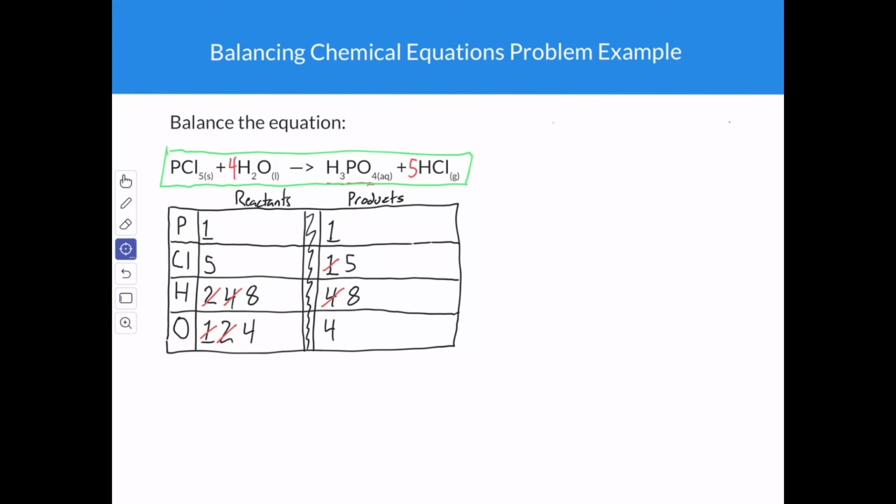So now it's your turn. We'll give you a couple of reactions to balance on the next slide. Make sure you use the chart. Don't try to do it in your head. Use the chart and you'll get the answer right. It may take you a few steps like it did here, but you'll get there. You'll get the answer. Always check your answer at the end.